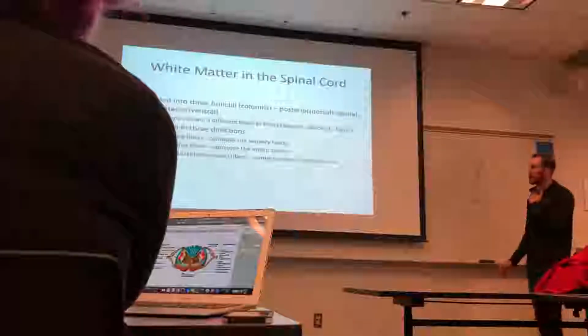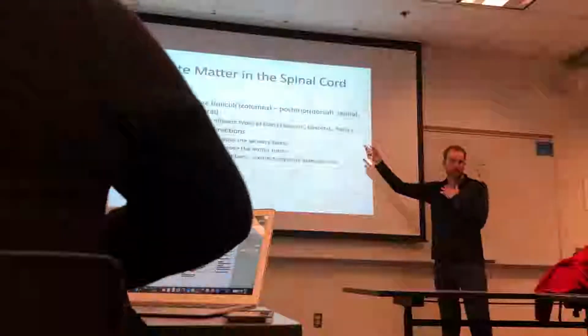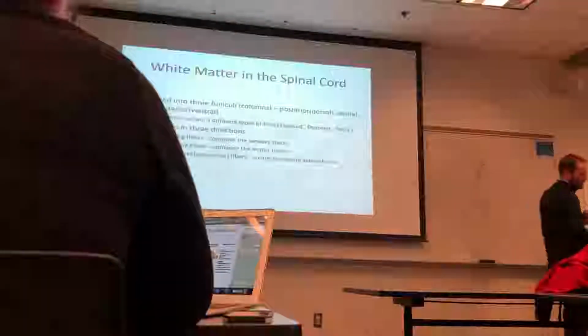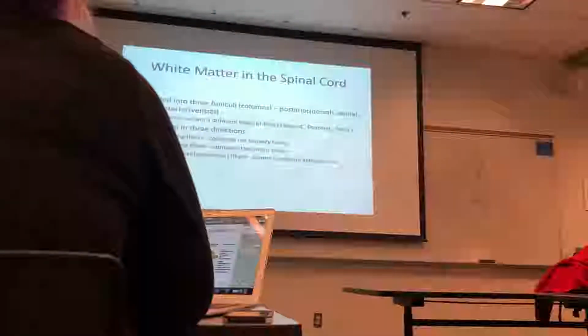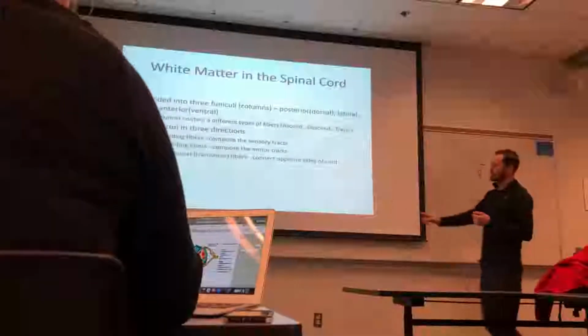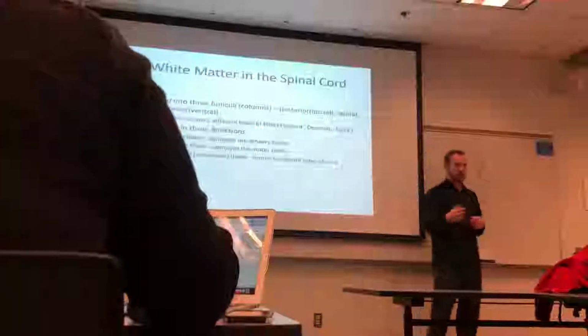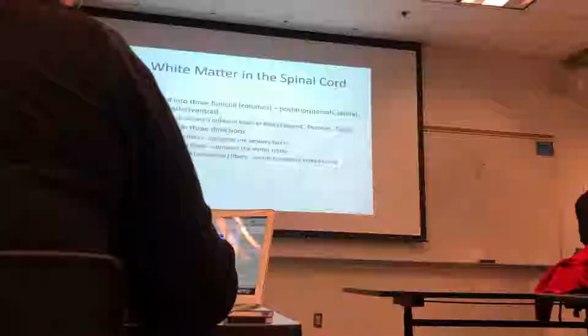So again, the white matter, different columns. Those columns have ascending and descending tracts, like that picture we looked at with the red and blue. Also note there's commissural tracts going from left to right, like we talked about.